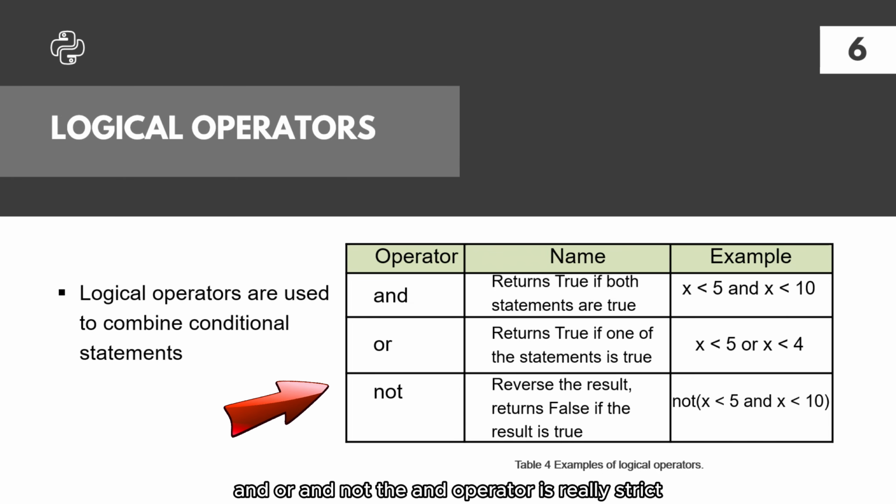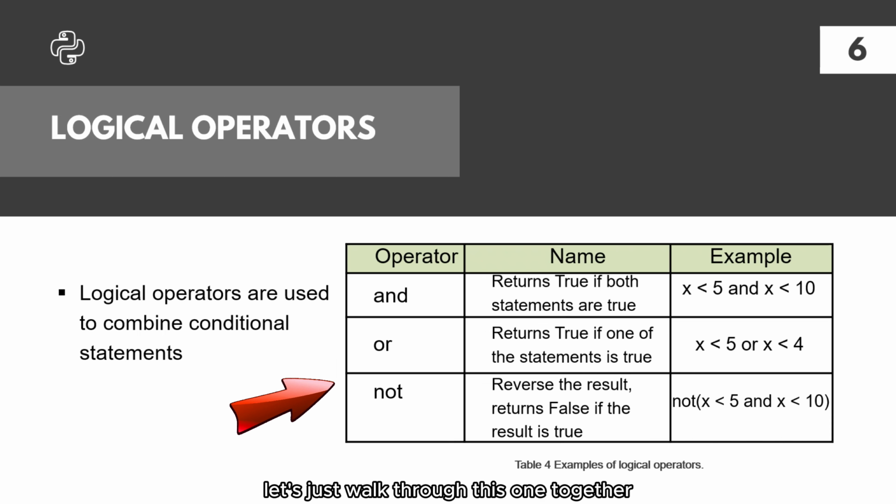The and operator is really strict. It needs every single condition to be true for the whole thing to be true. Or is much more relaxed. It only needs one little piece to be true. And not, it's simple. It just flips the result. It turns a true into a false and a false into a true.